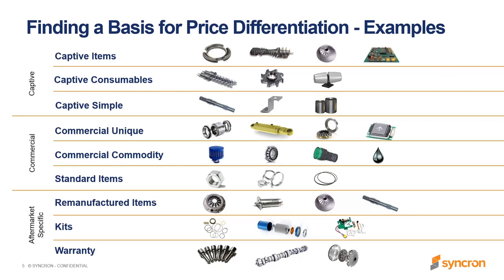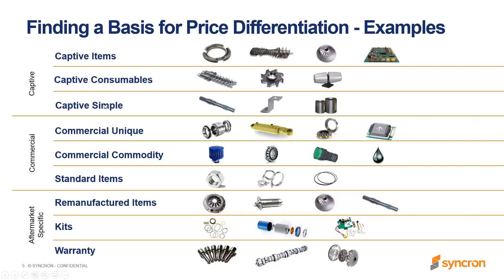Whereas the commercial items are commercial for a reason. They are available, maybe not in the supermarket, but you will be able to find them through different distributors or some specific suppliers doing these kinds of things. Then you have the aftermarket-specific things, for example remanufactured kits and warranty items. So this is a good example of finding differentiation.